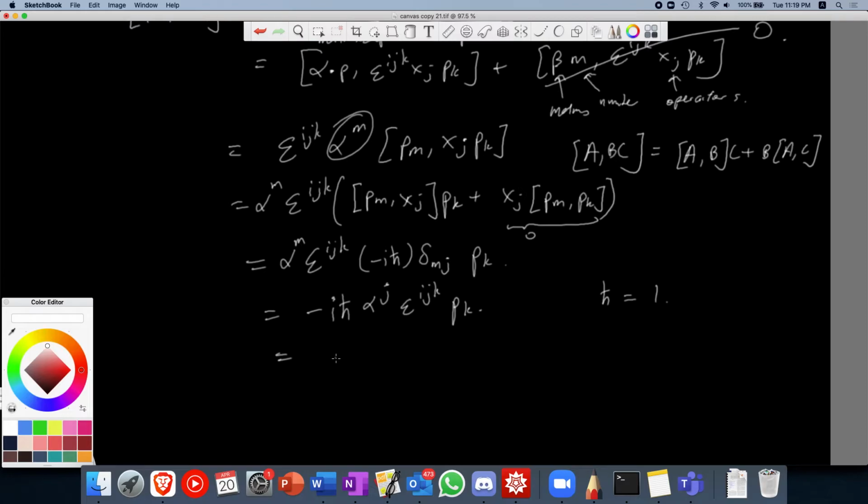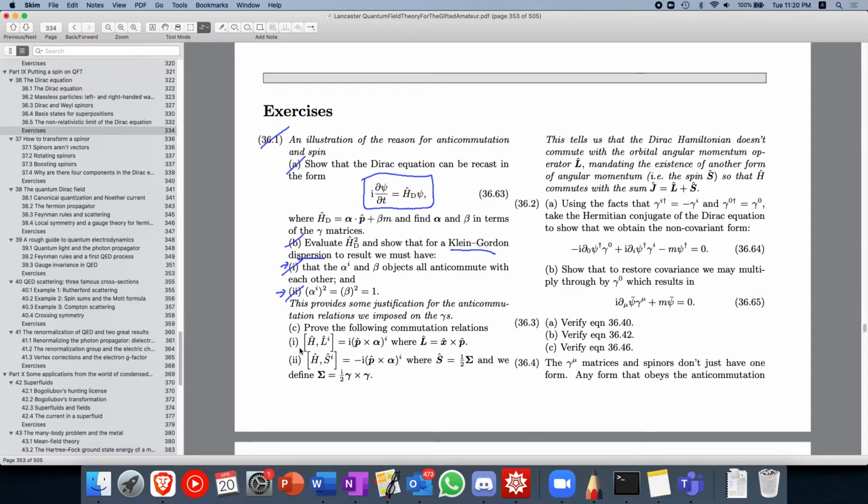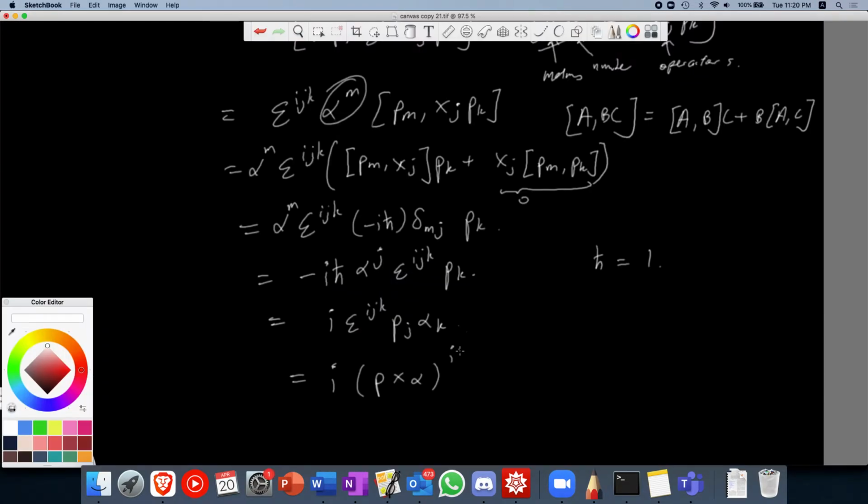So we have I is ln ijk, solve the indices and pick up a minus sign. Okay, we solve the indices and pick up a minus sign, so it's just p j alpha k, and this is simply I, the cross product of p with alpha in the ith component. So yes, we have shown this. Do note that this I is the index, it's not the complex number.